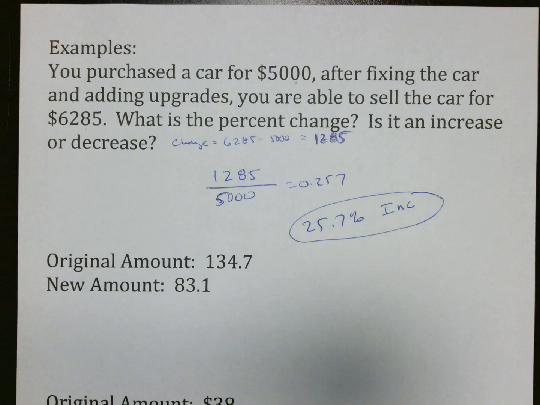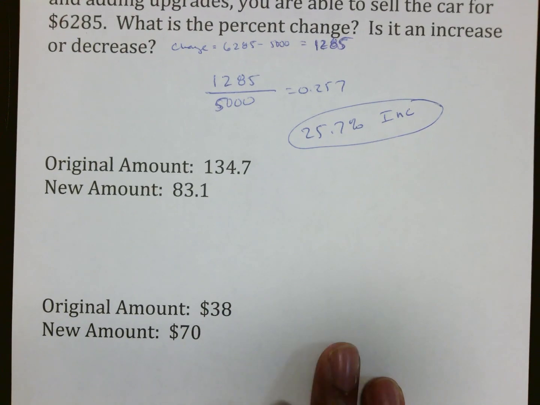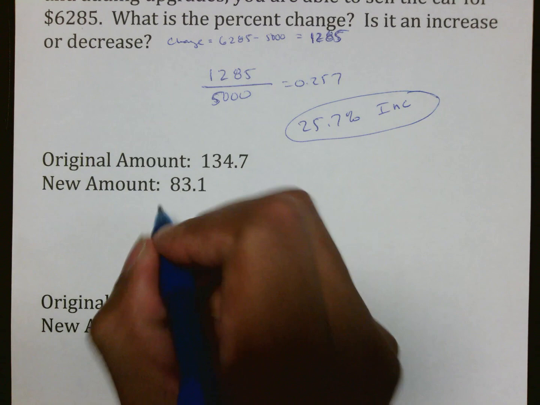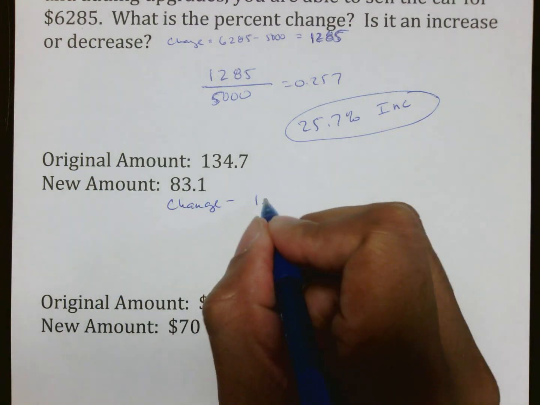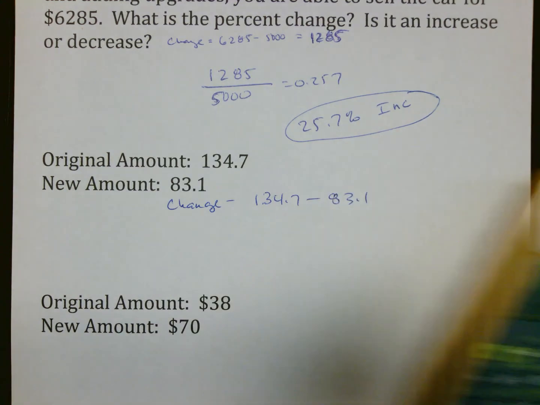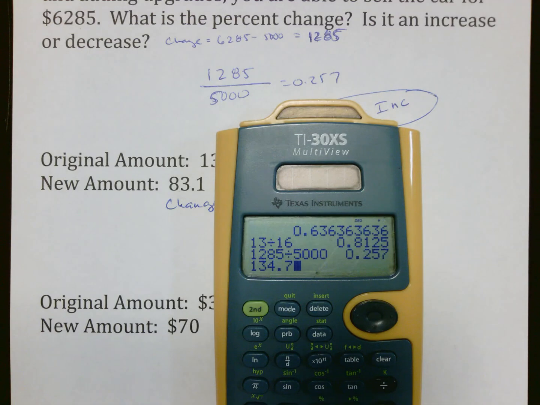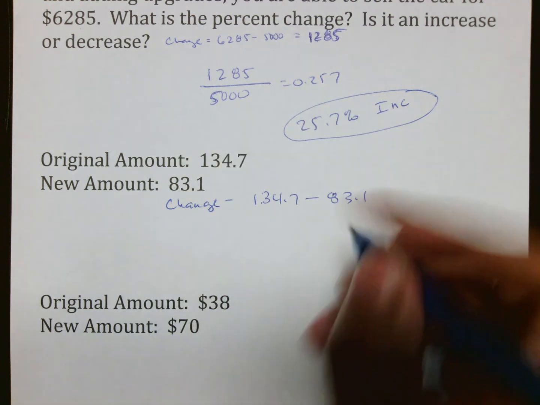Sorry, I had to make sure I put that in focus for you. Original amount 134.7, new amount 83.1. Again, the first thing you want to do is determine the amount of change by doing 134.7 minus 83.1, which again you can do here, getting 51.6.